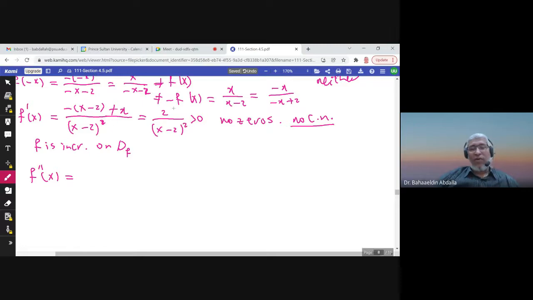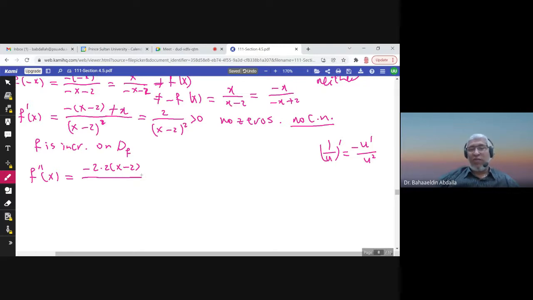And to find f double prime, I notice that this is 2, so I'm going to find this rule. The derivative of 1 over u is negative u prime over u squared. So the derivative would be negative. What is u prime? The 2 is there. This 2 is a number, so it's there. What is the derivative of u? It is 2 times x minus 2 to the power 1 times 1, the derivative of x minus 2.